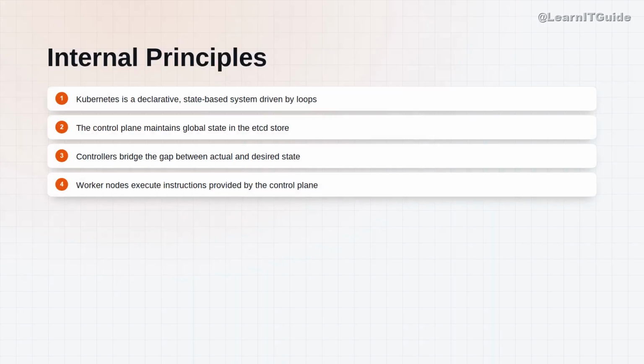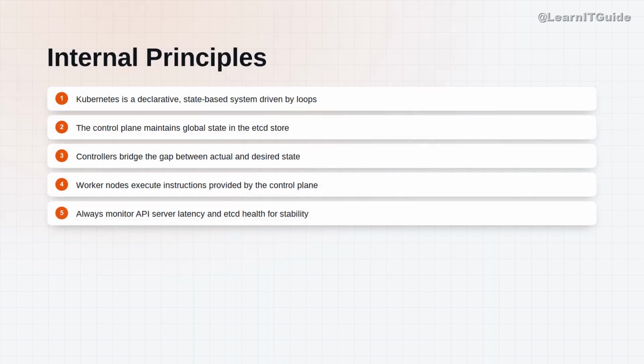These are the core internal principles. Kubernetes is a declarative, state-based system driven by loops. The control plane maintains global state in the etcd store. Controllers bridge the gap between actual and desired state. Worker nodes execute instructions provided by the control plane. And you should always monitor API server latency and etcd health for stability. If you understand these 5 principles, you can debug almost any production issue.